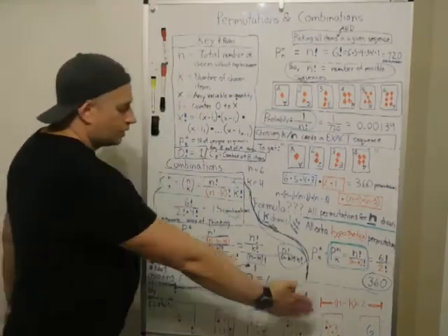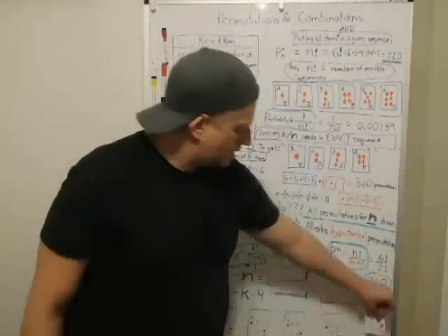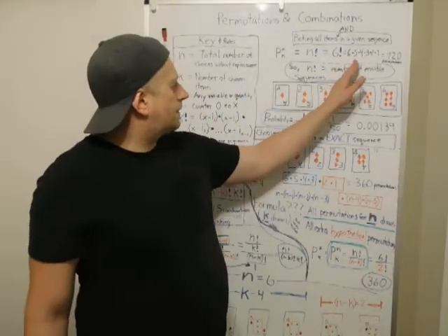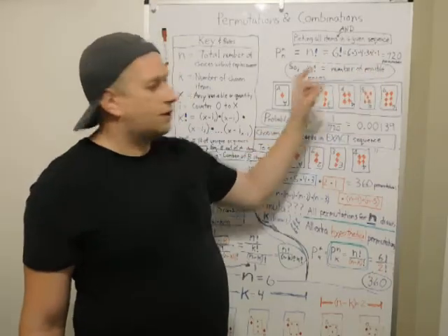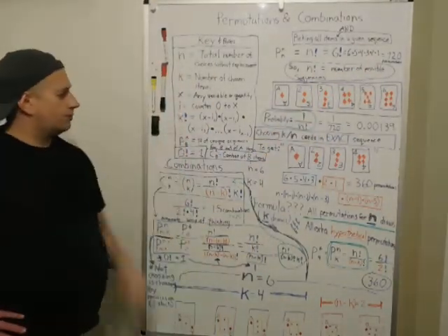So there are 720 ways to do this. Oops, I just dropped this card. Okay. So there were 720 ways to do this. That's 6 times 5 times 4 times 3 times 2. If you take that, you get 720. That's what factorial really means.